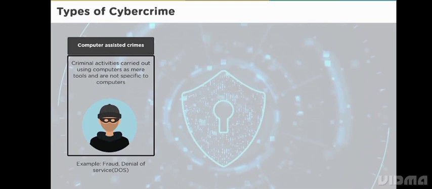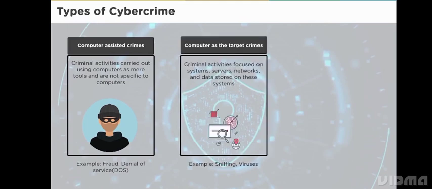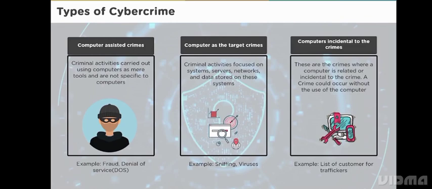The second part is where the computer itself was a target of a crime. For example, a denial of service attack, or viruses which rendered the computer useless, or sniffing of data packets on the network, thus compromising passwords and other confidential information. The third is a computer which is incidental to the crime. So here the computer was used as a temporary measure to store some data such as child pornography or some other data which made the computer incidental to the crime.